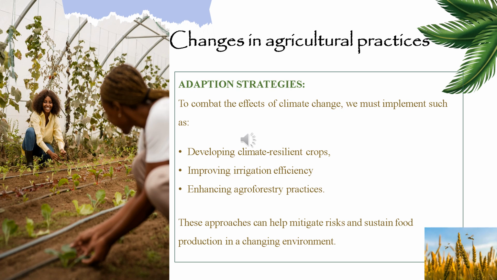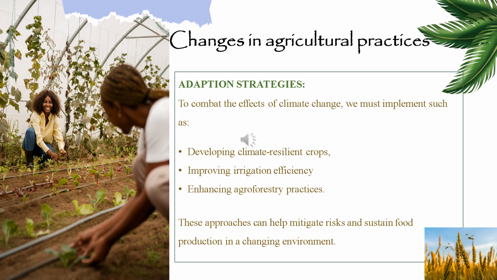Drought resistant varieties. Developing crops that need less water, such as drought resistant maize. Heat tolerant varieties. Breeding crops that can handle high temperatures like heat tolerant wheat. In Africa, developing drought tolerant sorghum and millet for sub Saharan Africa. In Brazil, creating heat resistant soybean varieties to cope with rising temperatures.